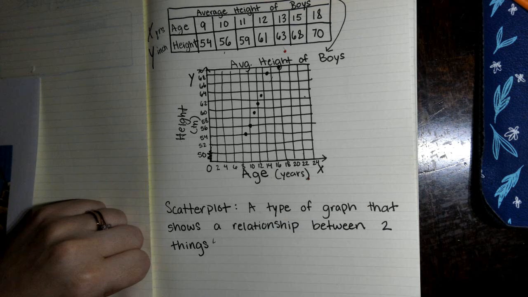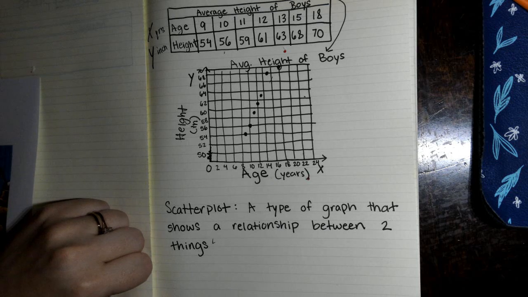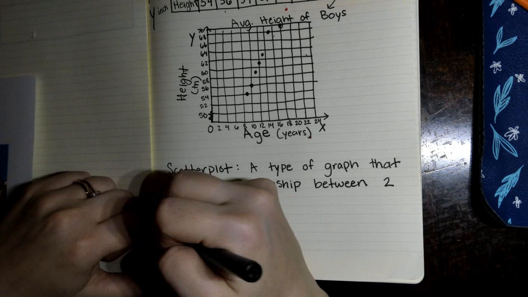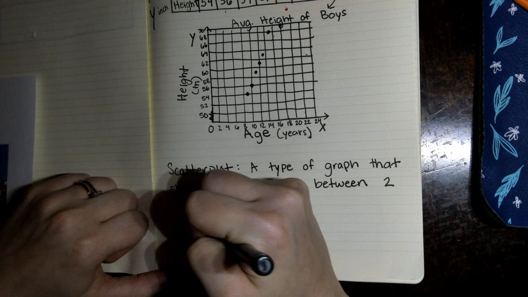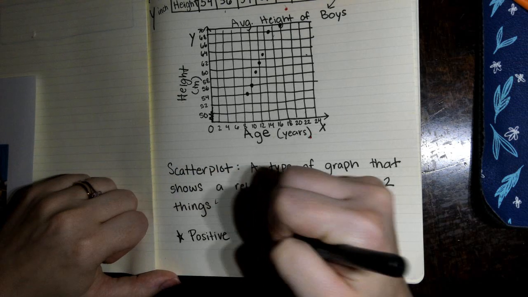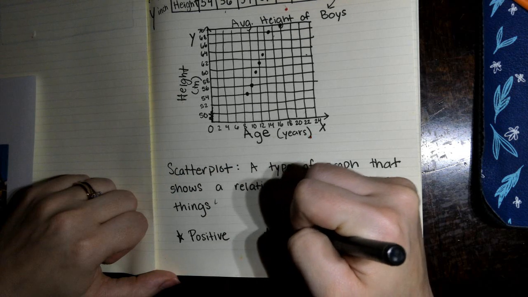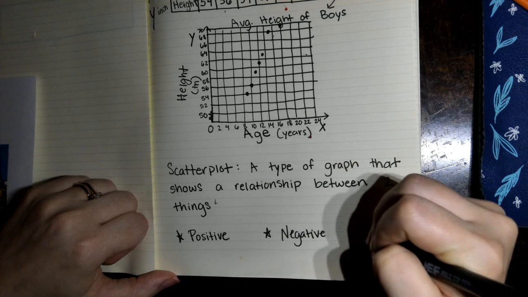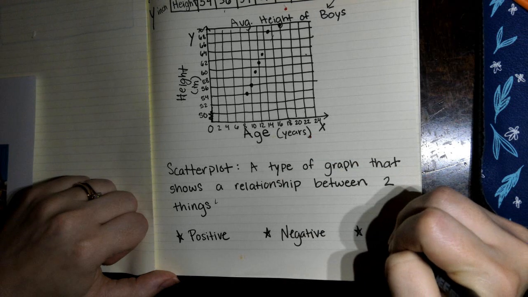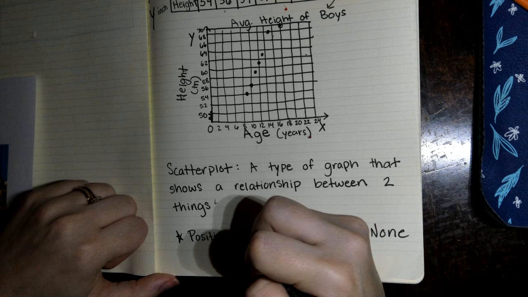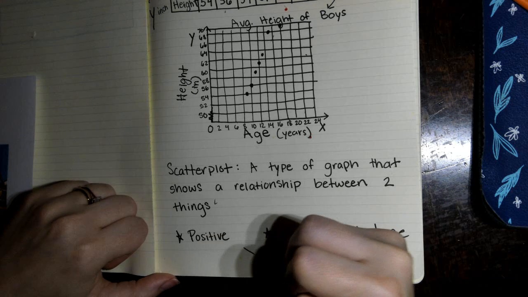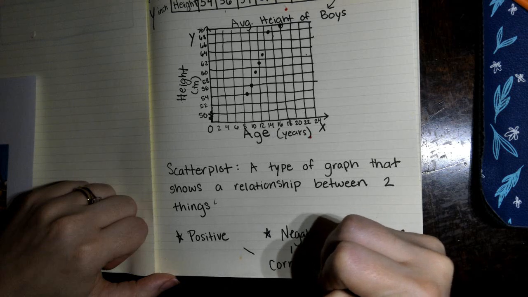And so we often group these relationships into three categories. They can be positive, negative, or pretty much none. And we call these correlations.